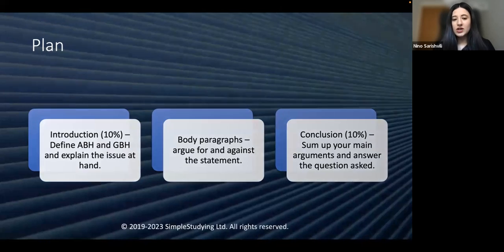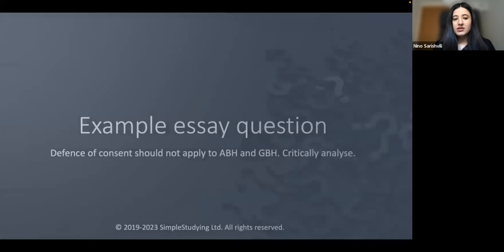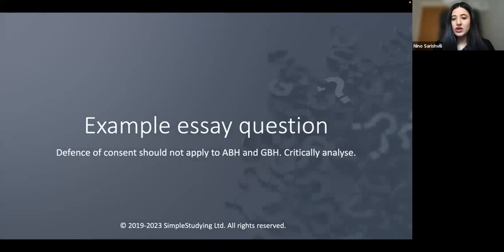So in this case, the question was defense of consent should not apply to ABH and GBH. In the conclusion, you would need to answer whether or not defense of consent should apply. After presenting all your arguments, you need to side with one side of the argument, whether you are for applying defense of consent to ABH or GBH, or you are against, and you need to reason your position.